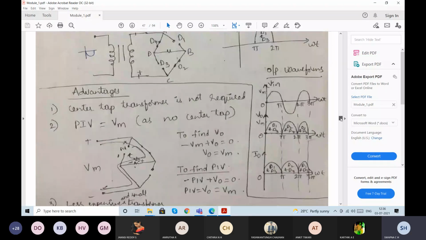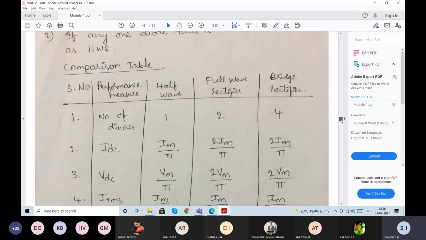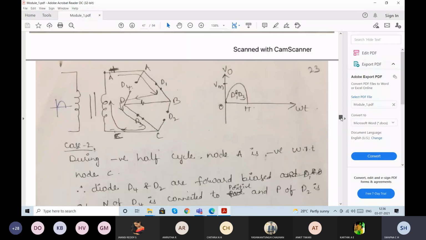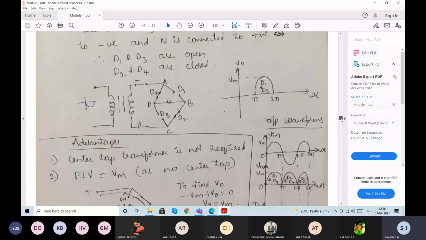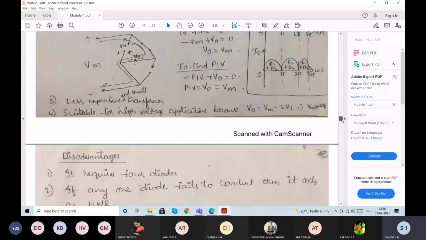Okay, so here also, if you observe, the output waveform will be rectified for both the positive cycle and the negative cycle. And here the only derivation which is different is PIV. When you're calculating the PIV, the value here will be VM, whereas for the full wave center tap, it is 2 VM.